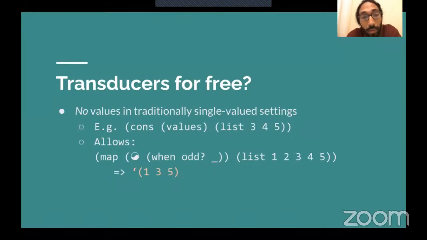And the second thing that would be needed is if you receive no values in traditionally single valued settings. So again, if you look at the cons expression there, you're saying cons no values onto a list. Now again, in English, it makes sense what should happen, but it's an error at the moment in Racket. But if it were supported, then it would allow this expression at the bottom, which maps an input list under a flow which only allows the odd values through. So the arity reduces and you can filter a list using map.